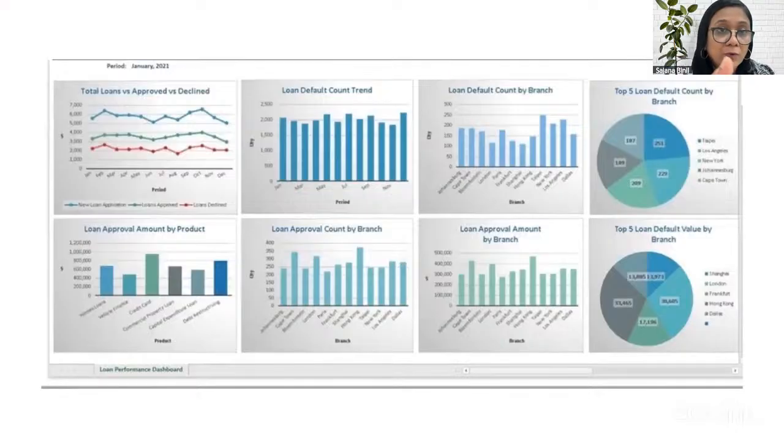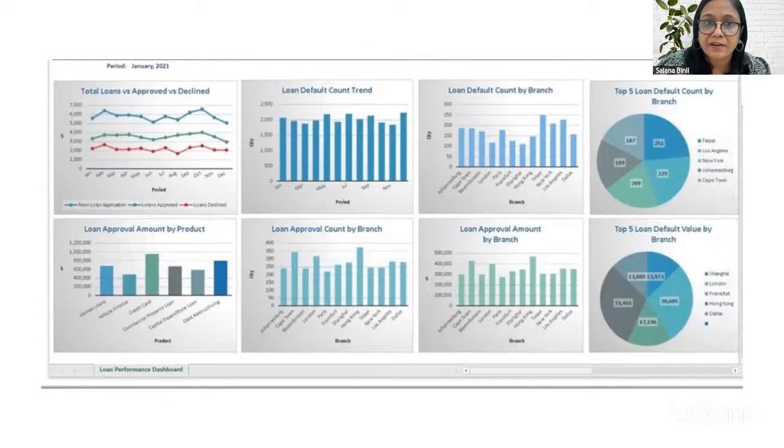So if you look at the first visualization, what is it showing you? It shows you the new loan applications in blue, the loans approved in green, and the loans that were declined in red, across different months. You see the spike, then it comes down. So a line graph like that lets a person looking at it see the trend: how many were declined, how many were approved.